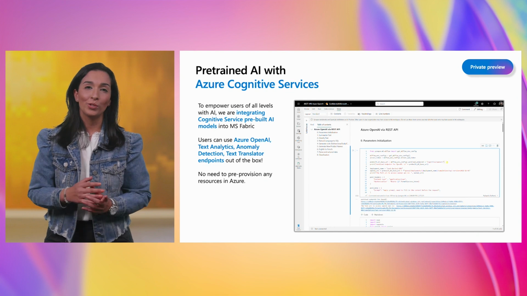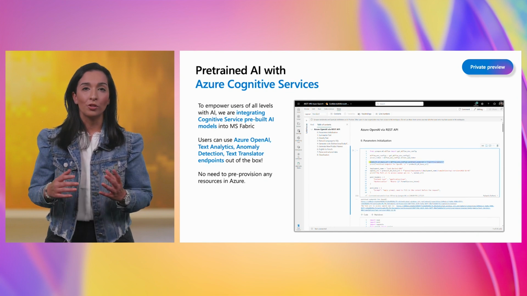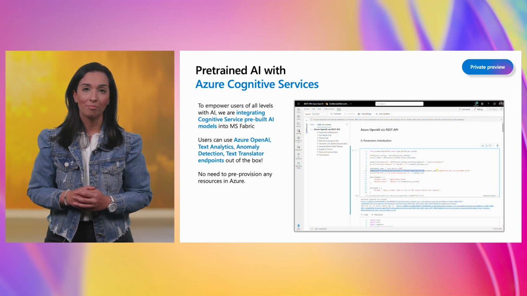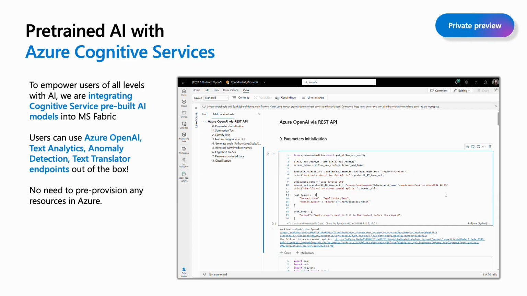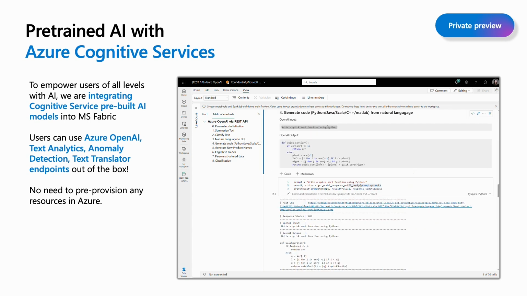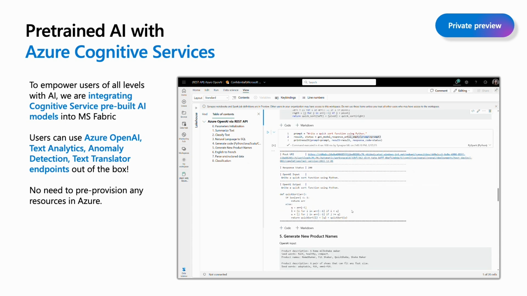To empower all users with AI, Cognitive Services pre-built AI models will be integrated into Microsoft Fabric. Users will be able to access text analytics, anomaly detection, text translator, and other AI models out of the box without the need to pre-provision any resource in Azure. But it doesn't stop there.